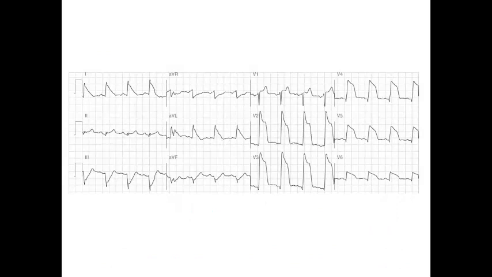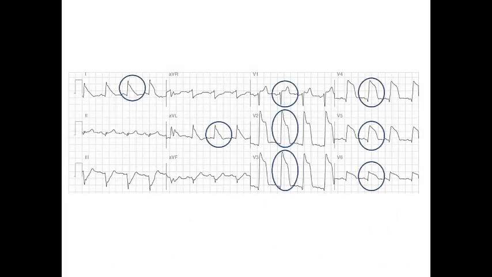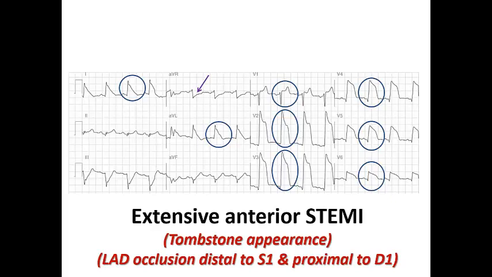Another example here is a patient with tombstone appearance. The patient has extensive ST elevation from V1 to V6 and also in 1 and AVL with ST depression in AVR, indicating also an occlusion distal to S1 and proximal to diagonal 1 with extensive ST elevation.